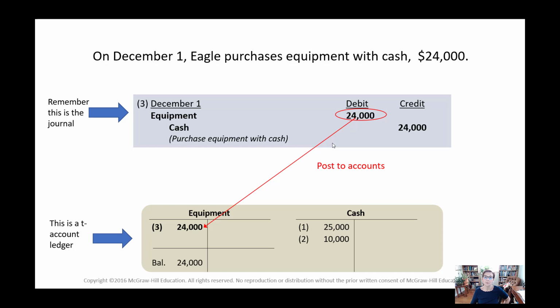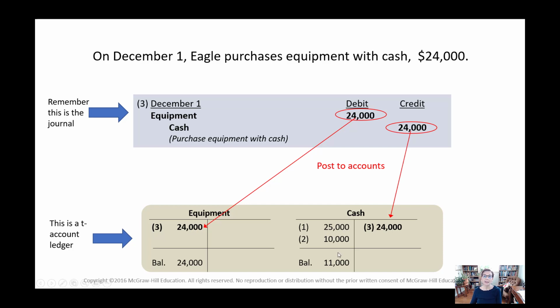Because if you're trying to work on something to do with accounting information, it's extremely helpful to know how the stuff gets where it's going and what the flow is. So here we are, 24,000 debit goes into our equipment account, 24,000 credit goes on the credit side of cash. And here's our balance. Our equipment is easy.